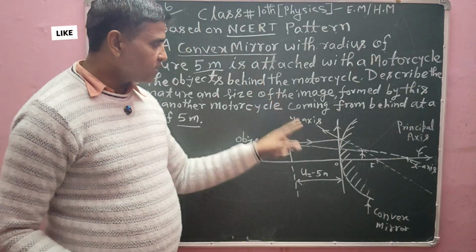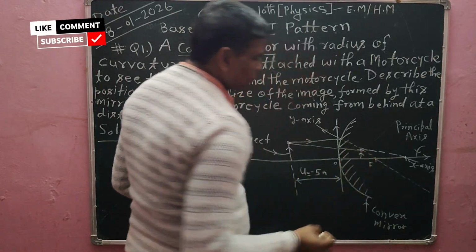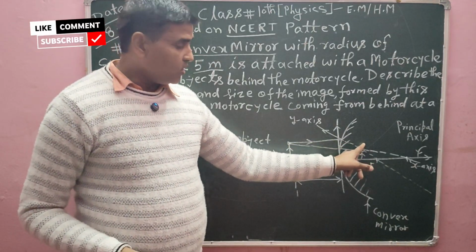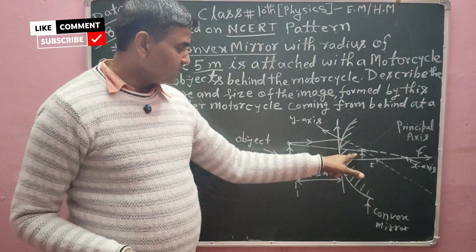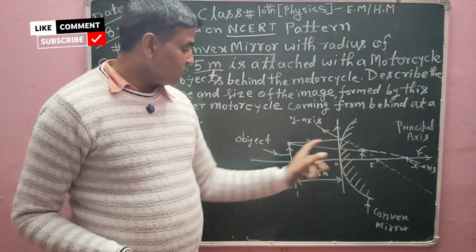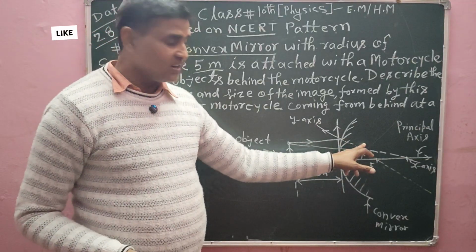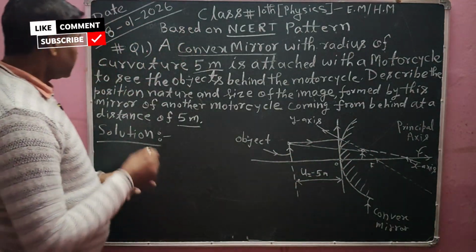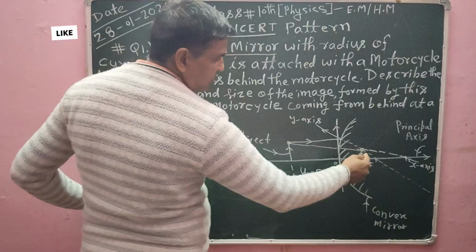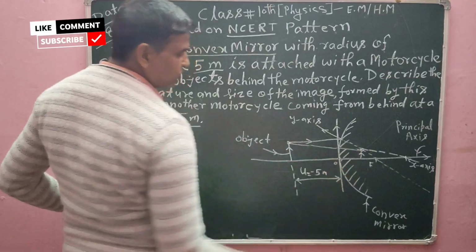Now this is the object. It has its head upward, and this image also has its head upwards. So I will say the object is erect and the image is also erect, but it is diminished with respect to the object. I will calculate the actual size of the image with respect to the object, and I will also say it is virtual in nature. According to the figure, I am saying virtual in nature because we have to describe the nature. So the nature will be virtual because it is formed behind the mirror.